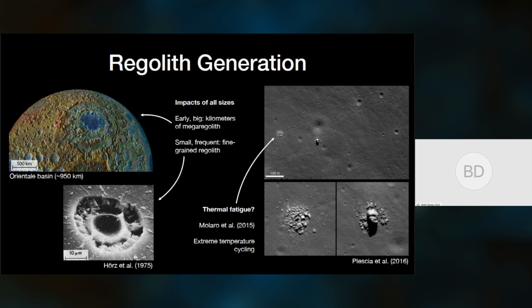On the right here, we now know that thermal fatigue is likely to play some role as well, where the extreme temperature cycling of fractures in big rocks, as you can see here with these boulders, may have broken them down into finer grained pieces.